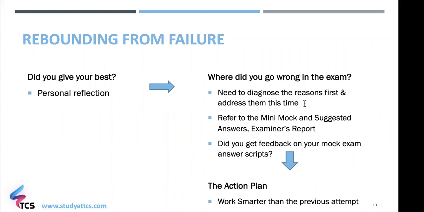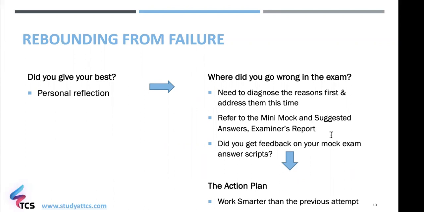You need to diagnose the reasons first and address them this time, because if you keep on repeating the same mistakes over and over again, there's absolutely no way that you'd pass your exam. You're supposed to refer to the mini mock and suggested answers, as well as the examiner's report, to figure out what your shortcomings are.